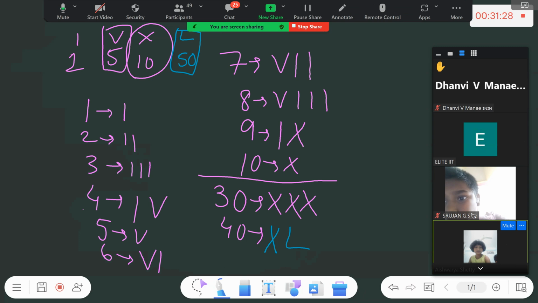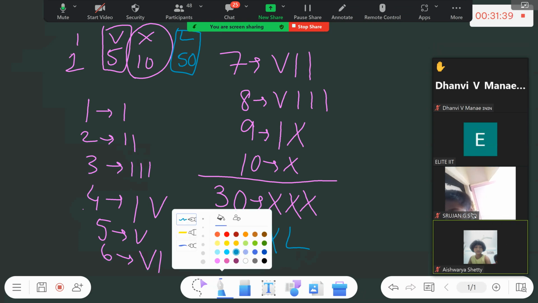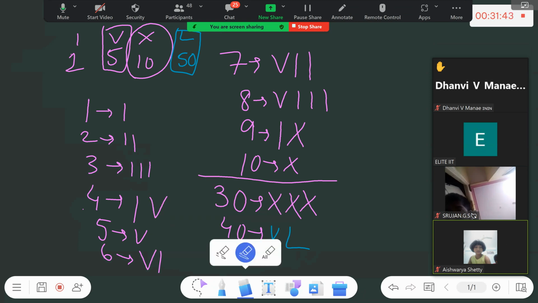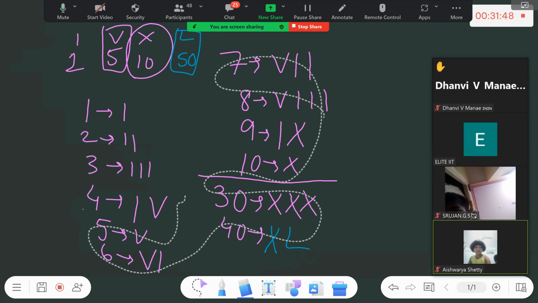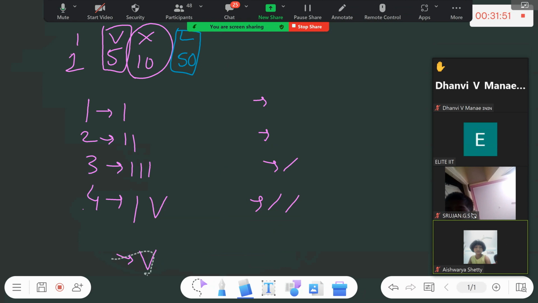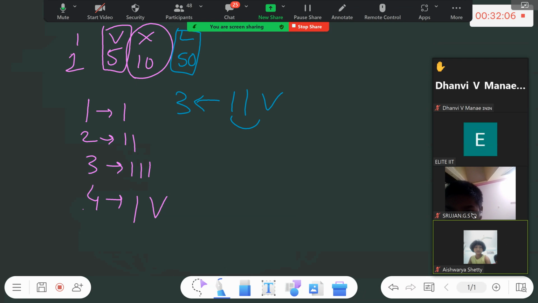Why can't I write it IIV? Okay, good question. Aishwarya is asking, why can't we write 3 as IIV? It's a valid question. The nearest is V, and 3 is 2 less than V, so maybe IIV. And why not? Tell me.